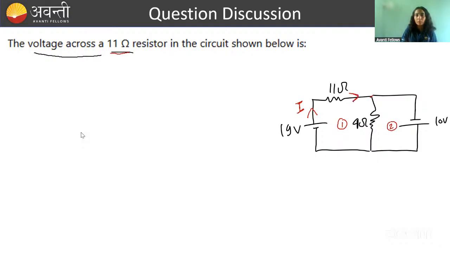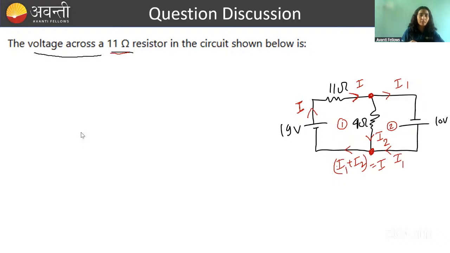When current I reaches here, it has two branches to go into. So take the current coming here as I1 and the current coming here as I2. And then again at this point, current I1 will come from here and current I2 will come from here, and here I1 plus I2 will go, and this will be equal to I.